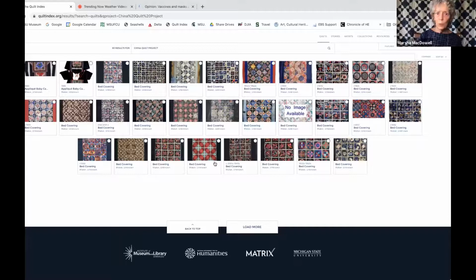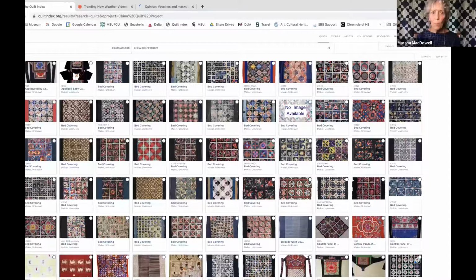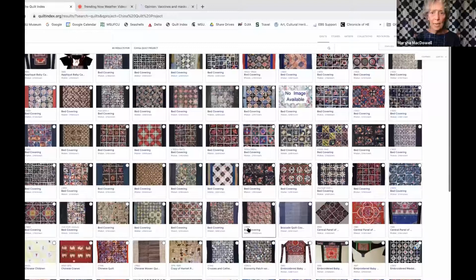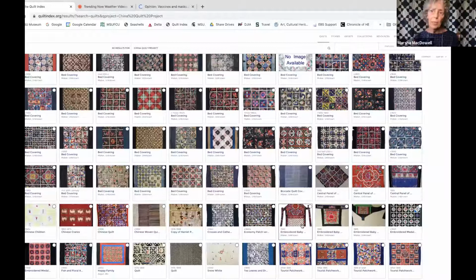You can see all of these images. You can load more by going down here and clicking more. And then I will point out that one of the things that might happen in searches is that you get some odd things over here like this, and it's because those quilts were actually made in China, because they were adaptations of quilts in the US that were made in China. So you'll see that, but we've also included some of the baby coverings because we don't always just have quilts in this index. We try and have affiliated objects or material culture.